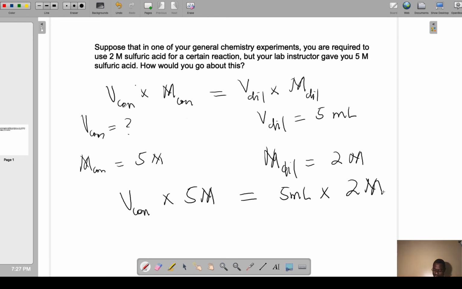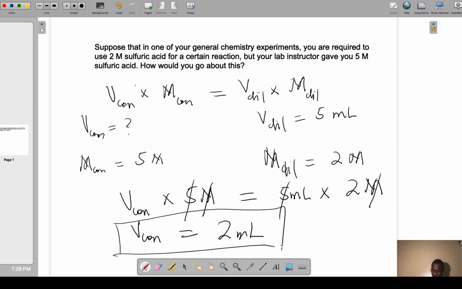Okay, so clearly molar will cancel molar because they are on opposite sides of the equal sign. And also there's 5 here, there's 5 here, so 5 will cancel 5. So basically our volume of concentrated solution is equal to 2 mils. So we need to take 2 mils of our concentrated solution, put it in a flask, and then add 5 mils of water. That's all we need to do.